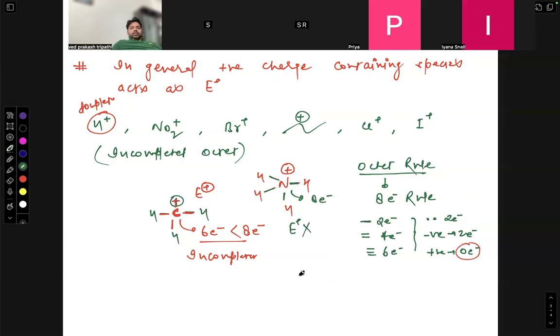Same with H3O plus. You can see there is one lone pair as well here. So 2, 4, 6, 8, 8 electrons. So this one is not an electrophile. Make sense? So positive charge is not the necessary condition for electrophilicity. In general, most carbocations, most positive charge containing species are electrophiles, because they have an incomplete octet.